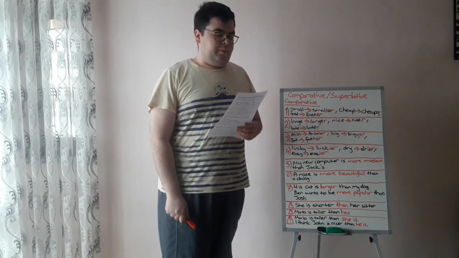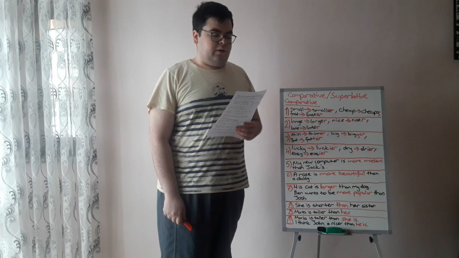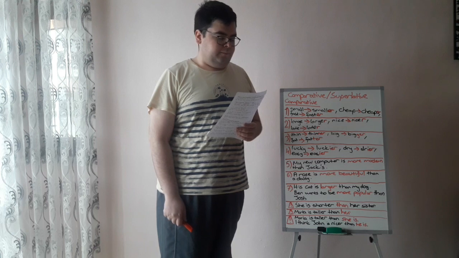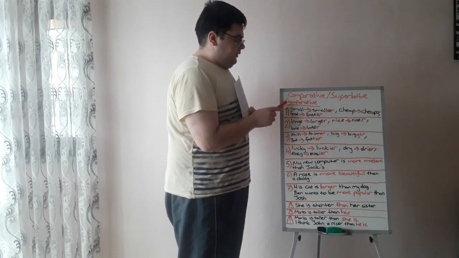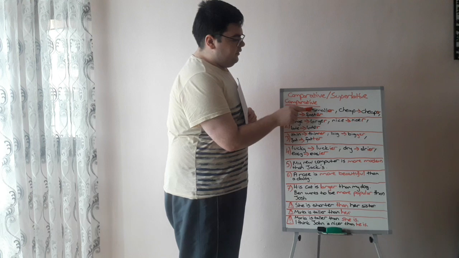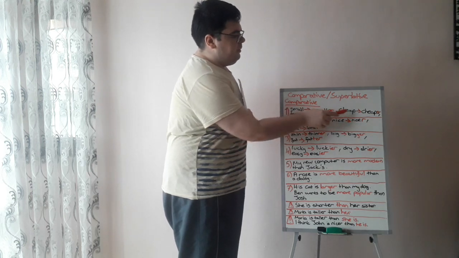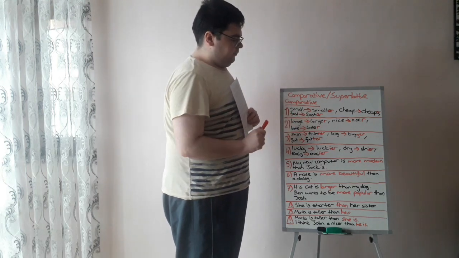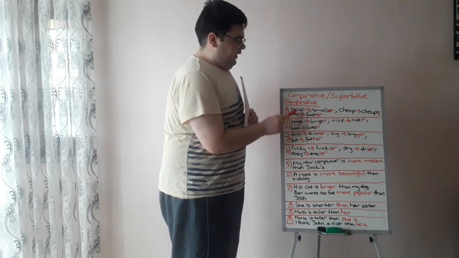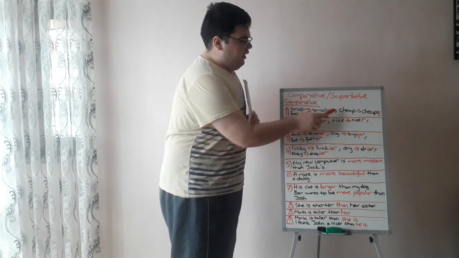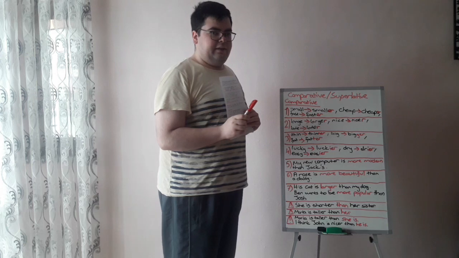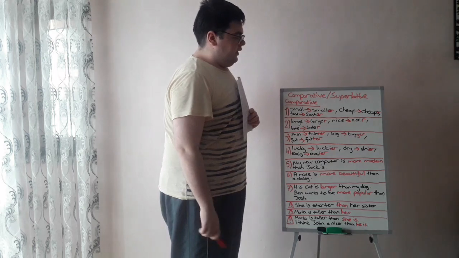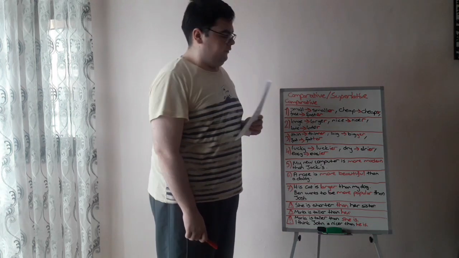Comparative. To make comparative adjectives, we use ER for short words, one syllable. Let's look at our examples. Small becomes smaller. Cheap becomes cheaper. Fast becomes faster. As you can see, these words are one syllable, and we add ER if you want to make a comparative adjective.